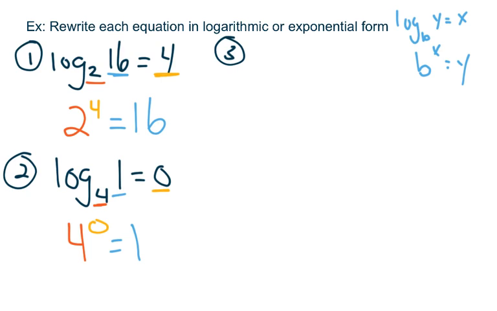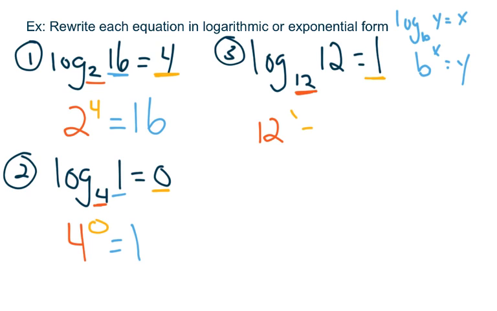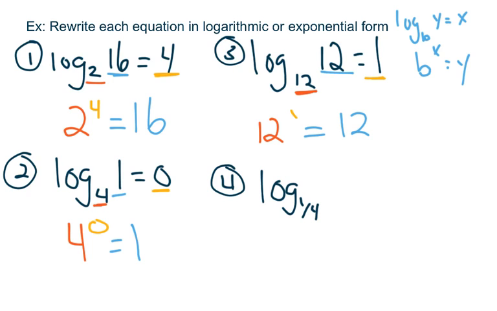Number 3, let's try another one here. Log base 12 of 12 is equal to 1. Again, start with your base, which is 12. Then your exponent on the end is 1, and then that is equal to your third number, 12. 12 to the first power is equal to 12. Let's try one more. Log base 1/4 of 4 is equal to -1. One more time, start with your base, 1/4, then go to your exponent right here, -1, and then that is equal to the last number, 4. So (1/4) to the -1st is equal to 4.